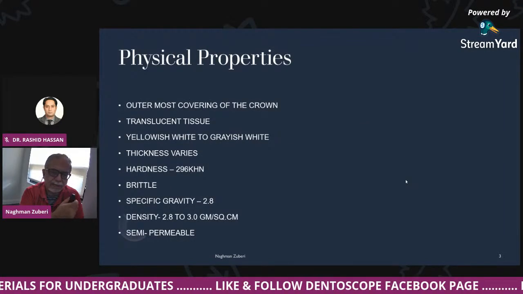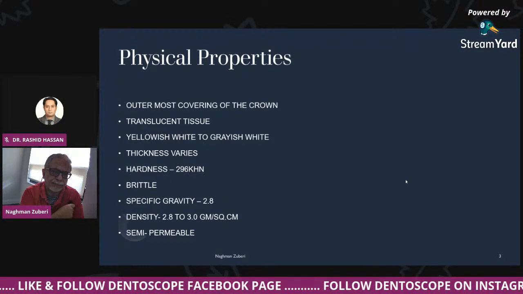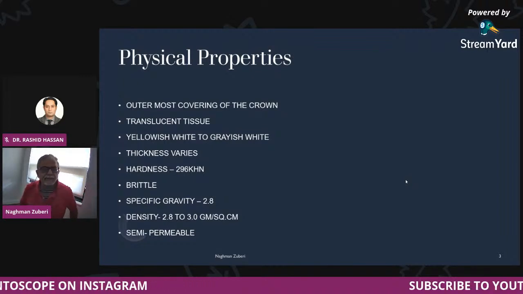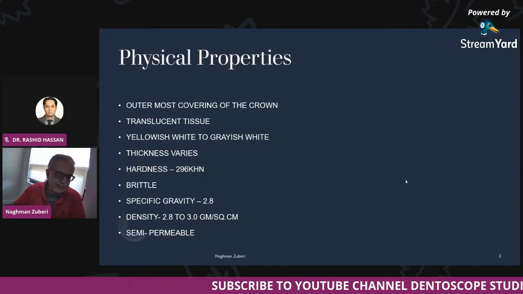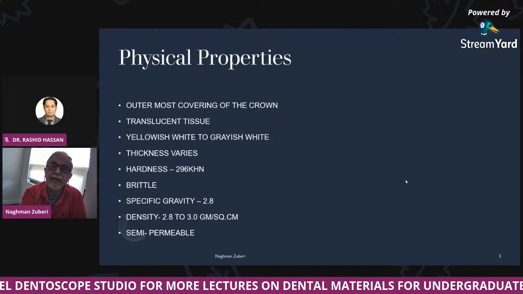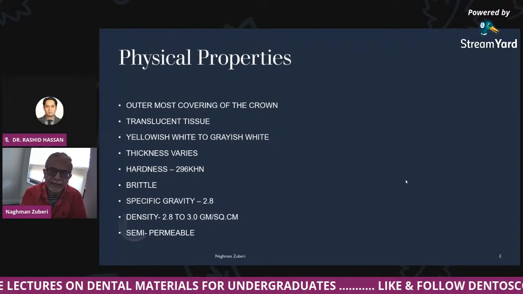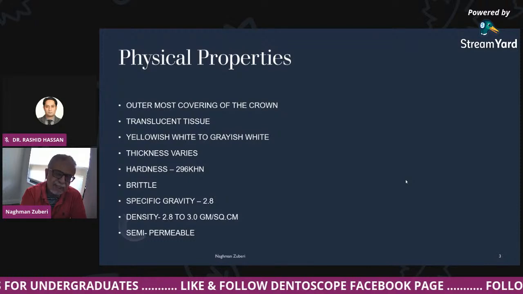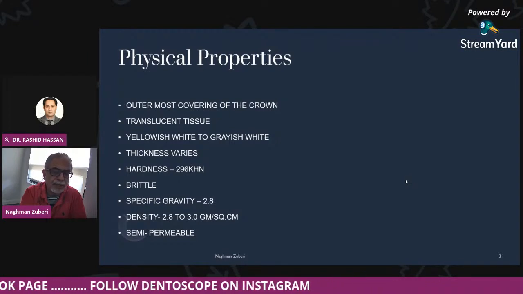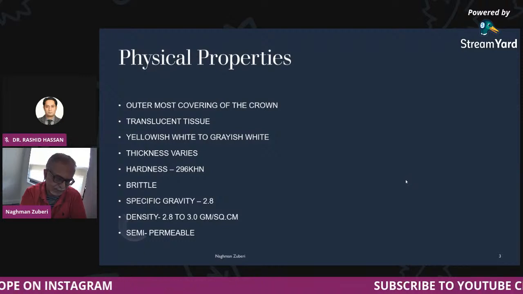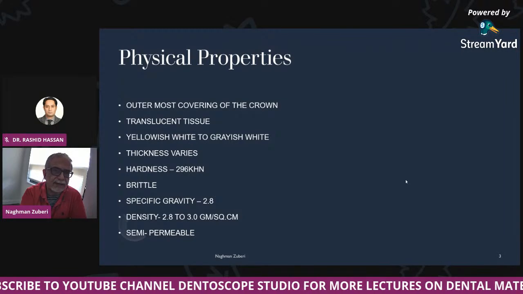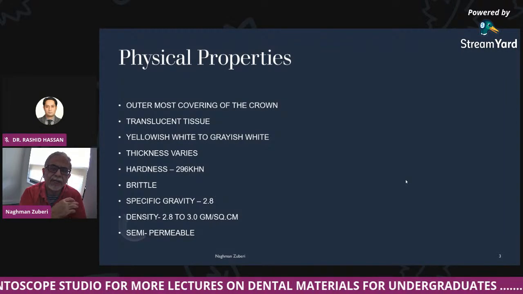The outermost covering of the crown, as I told you, is enamel. It is translucent tissue, and the color is from yellowish white to grayish white. Thickness at different parts of the tooth and from tooth to tooth varies. Hardness is almost 296 Knoop hardness number. It's very brittle, and as the age advances, it becomes even more brittle. The specific gravity of enamel is 2.8 and its density is 2.823 grams per square centimeter. Enamel in the beginning is semi-permeable, and as the age advances, the permeability reduces.